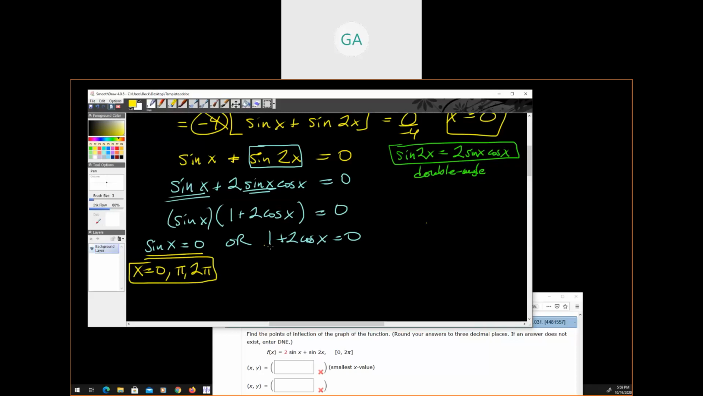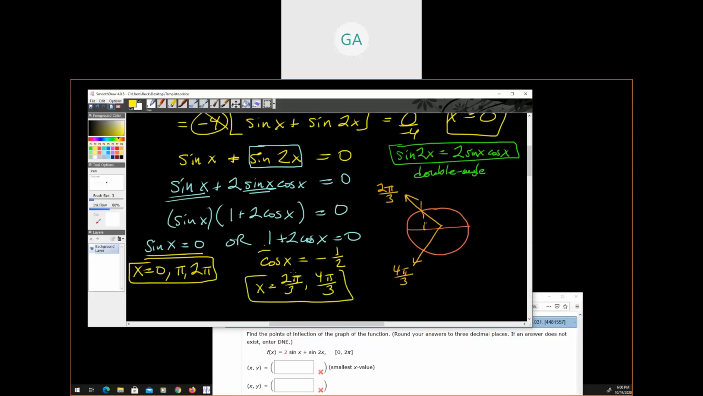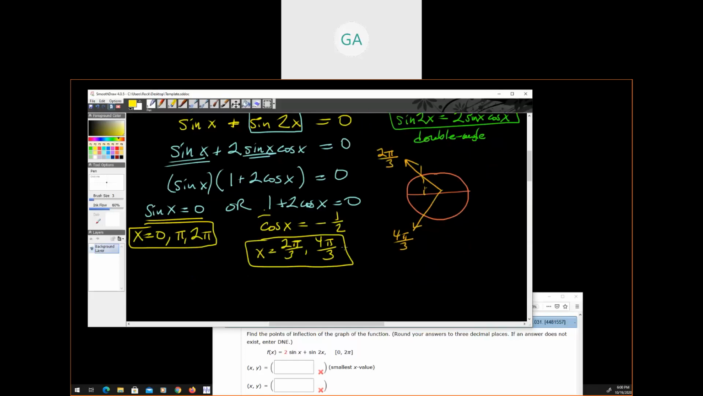And then this other equation, if you solve for cosine of x, I think you get negative 1/2. And on the circle, here's negative 1/2, this angle and this angle. I think this is 2 pi over 3 and 4 pi over 3. So this equation has 2 solutions, 2 pi over 3 and 4 pi over 3. So it looks like we get 5 solutions altogether.